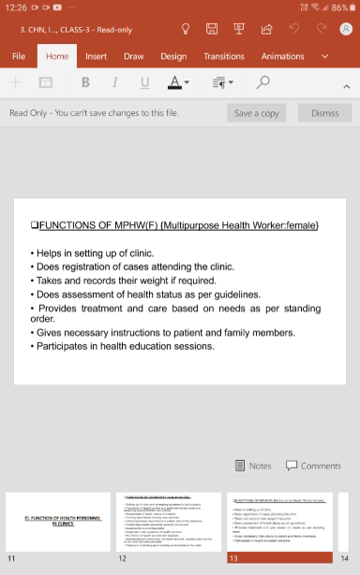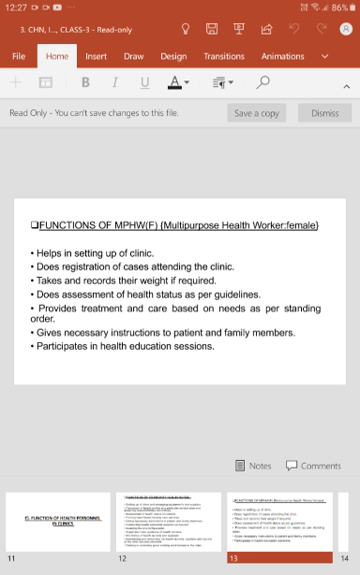And the functions of multi-purpose health workers. Here we are taking the female multi-purpose health workers. They help in setting up of a clinic and all. Under the community health nurse only, these people will be their community purpose. They are going for walk-ins.